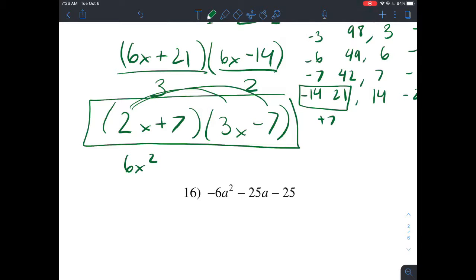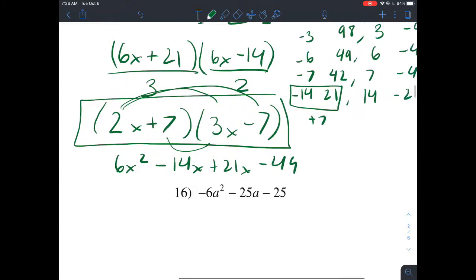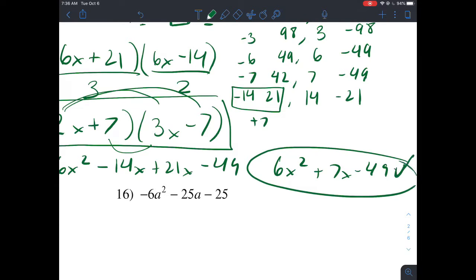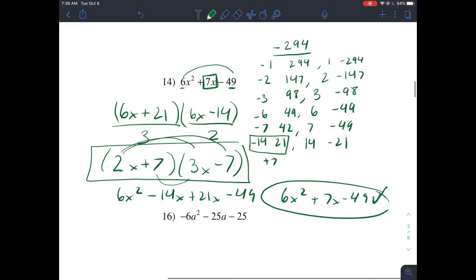We're going to do 2 times 3, which is going to give us 6x squared minus 14x plus 21x minus 49. So we end up with 6x squared plus 7x minus 49. That means it checks out, right? So we are good and happy.